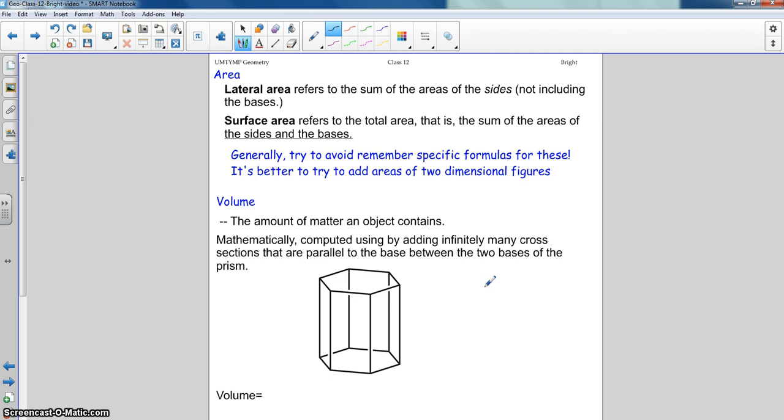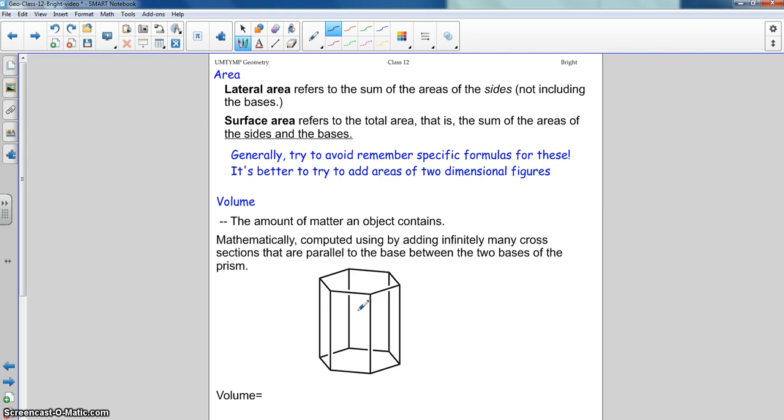And then some more background information on prisms is we have two types of area. We have lateral area and surface area. Now, lateral area refers to just the area of the sides. So if we sum all the areas of the sides, that will give us the lateral area. So this does exclude the bases. In this case where we have this hexagonal prism, the lateral area would be the sum of the areas of the six sides, the six parallelograms, or in this case rectangles, that form the sides.